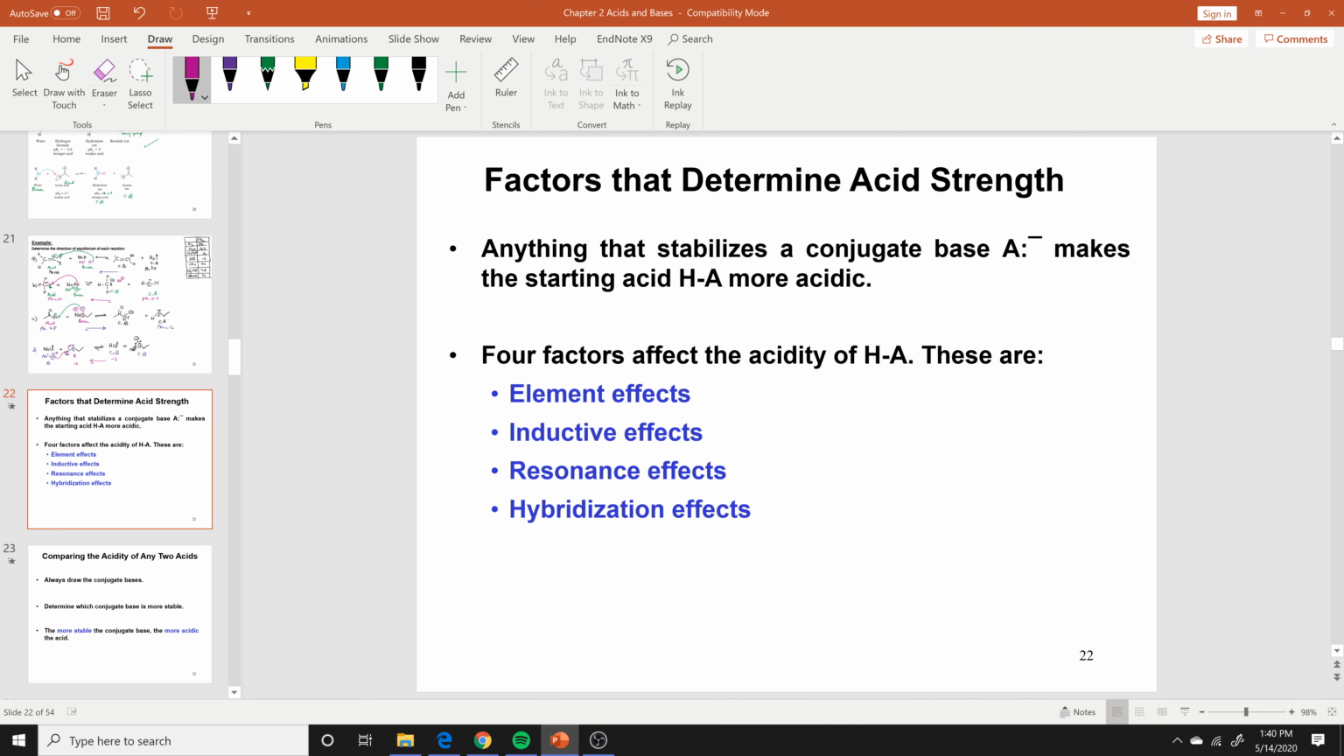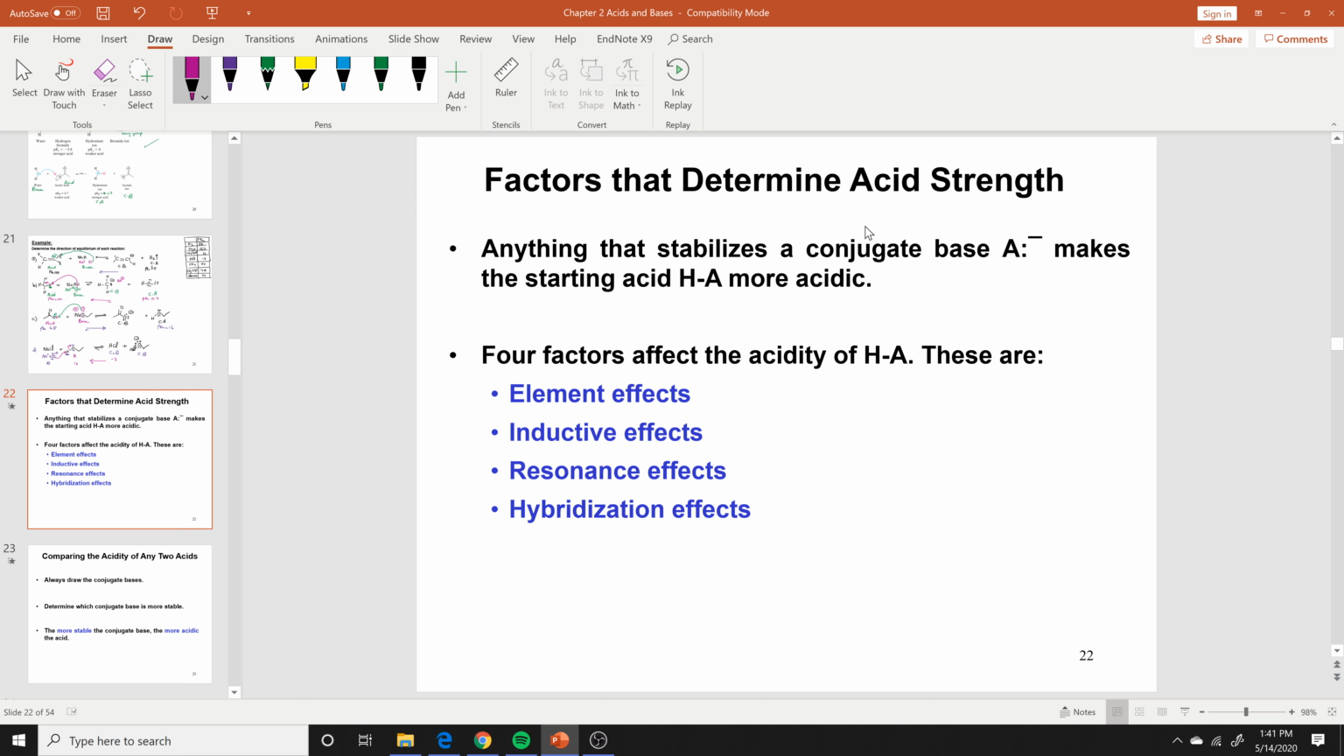Now, there are different factors that determine the acidity of an acid. Instead of using the pKa table, you can refer to these factors, because the pKa table is not always available, and it's not always convenient to use. This is why, if you go with a set of rules, you can easily determine which acid is stronger.